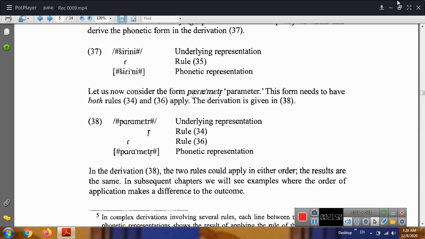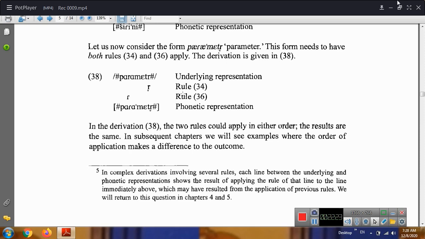And here we have another example, which is parameter, meaning parameters. Here we apply two rules. One of them is the flapping and the other is the voicing. The rule order here is not important, but sometimes it is important. We have parameters, underlying representation. We have the voicing rule and the flapping rule. And at the phonetic representation, we have such a word.